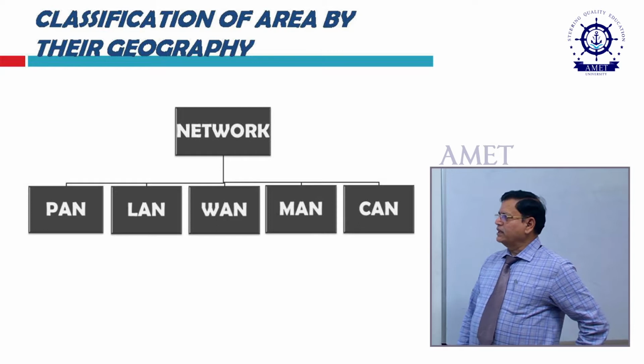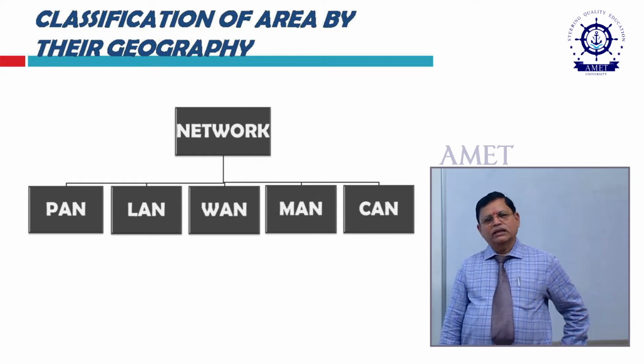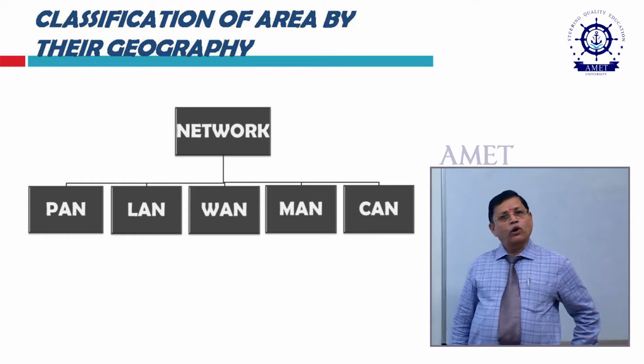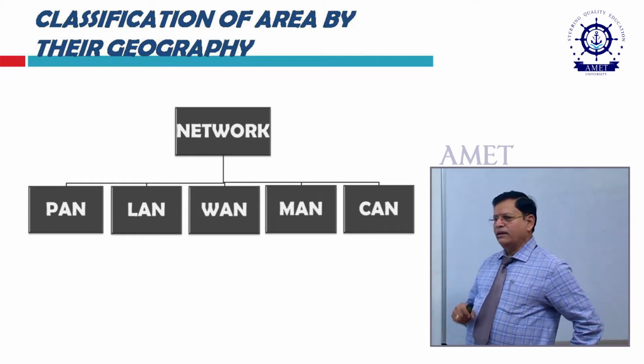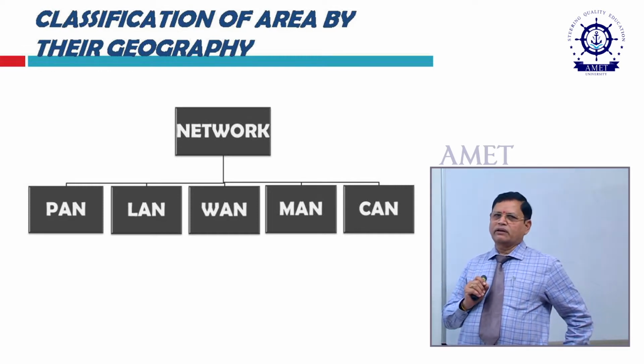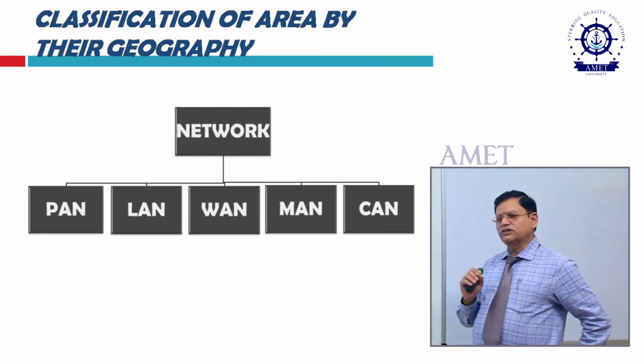Now, classification of a computer network. Computer networks are broadly classified into 5. What are they? PAN, LAN, WAN, MAN, and CAN. First of all, let us see what are the expansion for all these jargons.